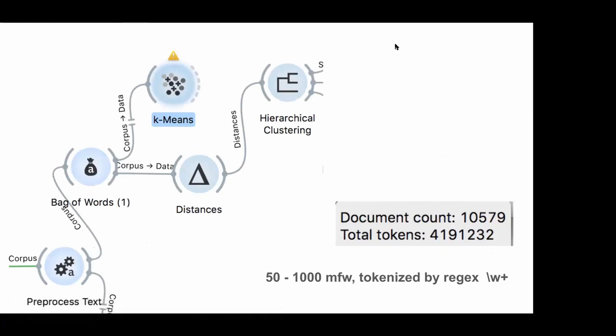So at the heart of the workflow, what we have is, first of all, the pre-processing of the text, which is tokenization. I use this regular expression to tokenize, so nothing too complex. You decide how many most frequent words you want to use, and then you make them into a bag of words, and into vectors that you have to measure the distances between in order to enable clustering.